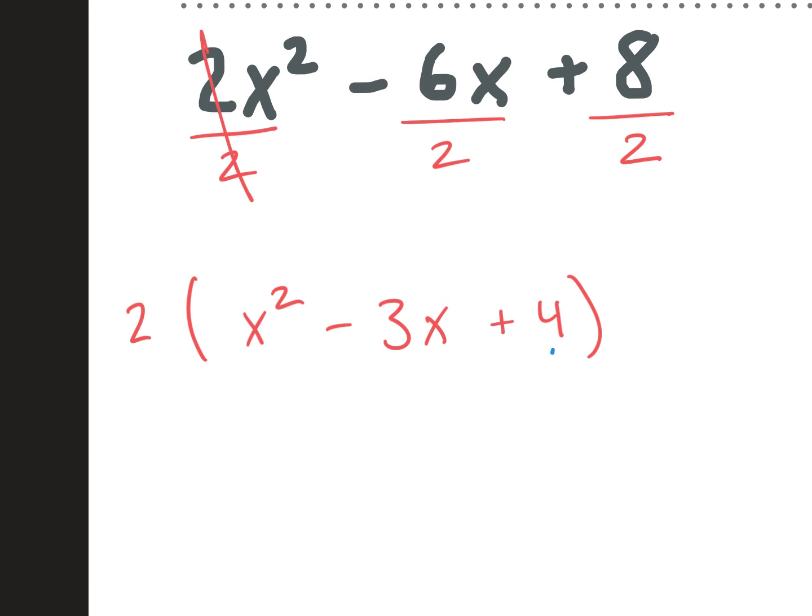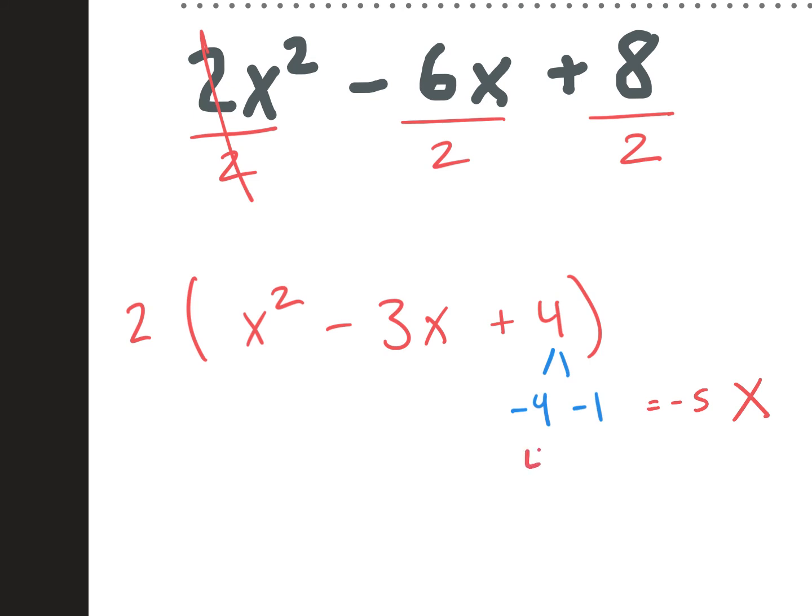What are 2 factors of 4 that add to negative 3? Negative 3 and no. Negative 4 and negative 1. What's negative 4 minus 1? That's negative 5. Let's try negative 4 and negative 1, which multiply to positive 4, right? But negative 4 minus 1 is negative 5, which doesn't work.